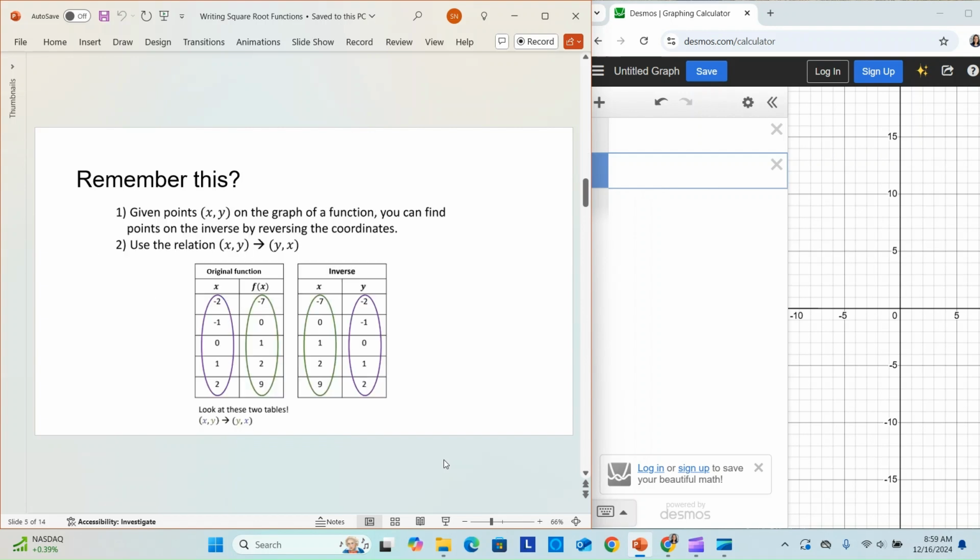Also remember the relationship between a function and its inverse. Remember, if a point (x, y) is on the graph of an original function, the point (y, x) will be on the graph of the inverse, right? So you just basically take the x and y and then reverse them when you're finding the inverse.